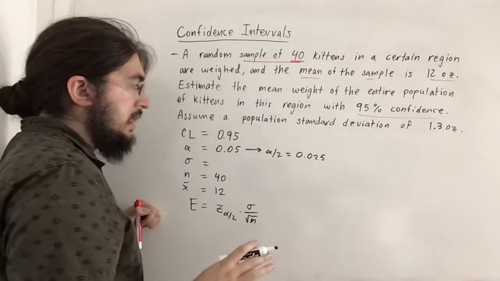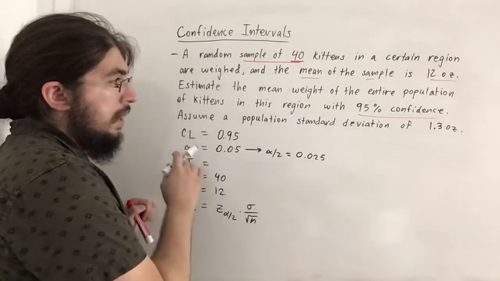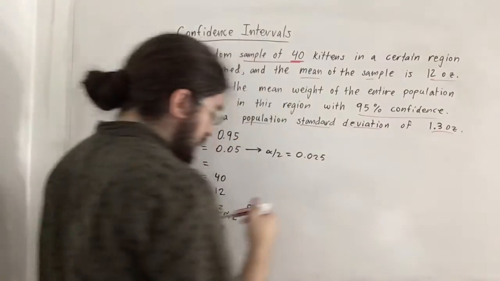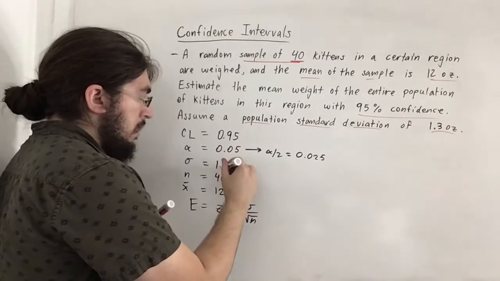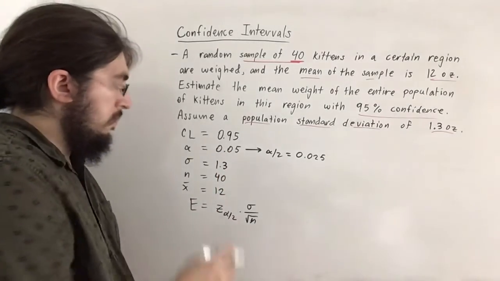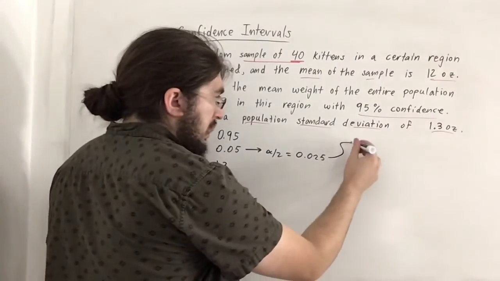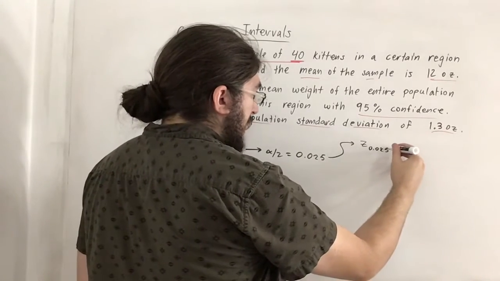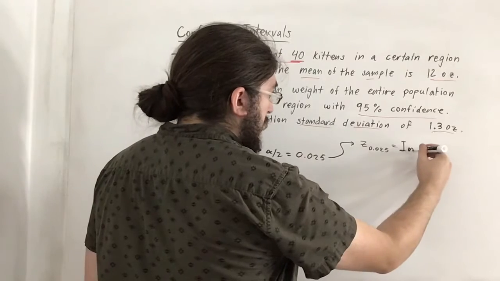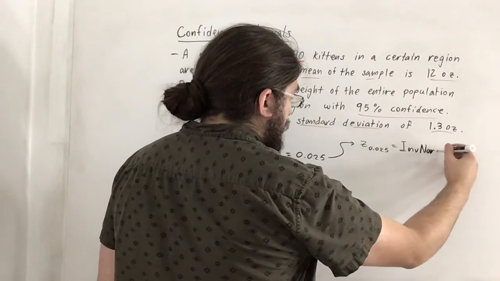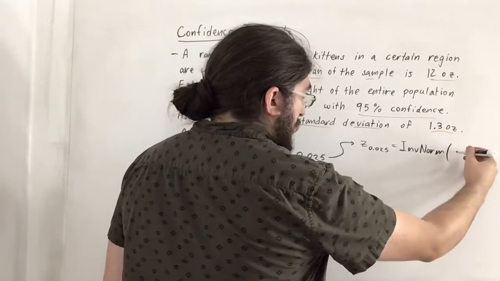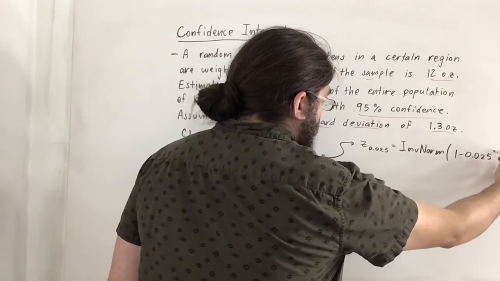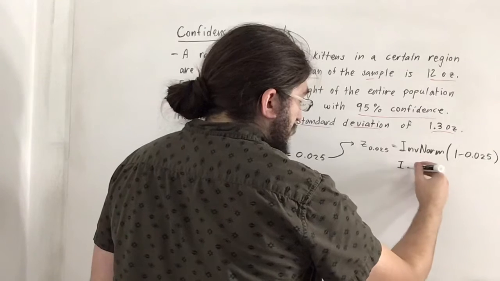So we can talk about z sub alpha over 2 shortly. The last thing is the population standard deviation, which is given to be 1.3 ounces. Perfect. So now let's get started with actually finding z sub alpha over 2. z sub 0.025, according to the calculation I gave you earlier, is inverse norm of 1 minus 0.025.